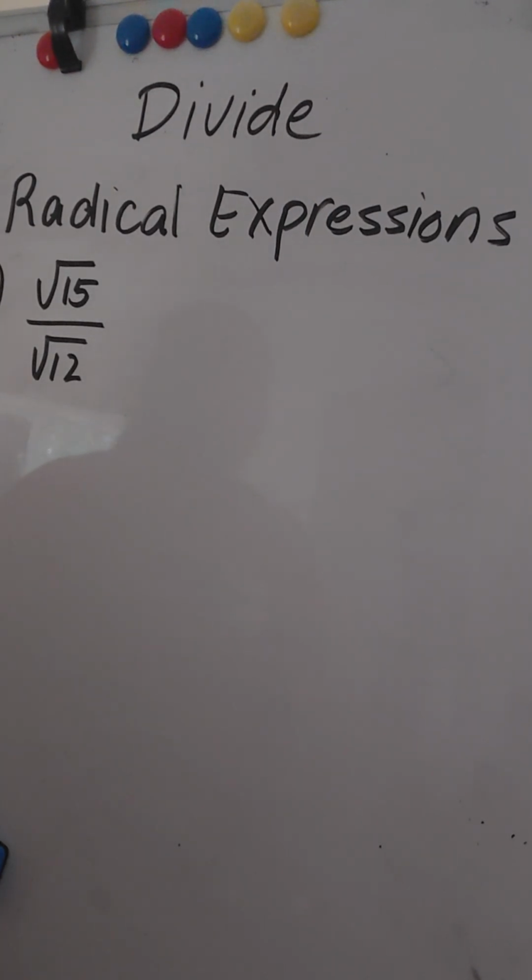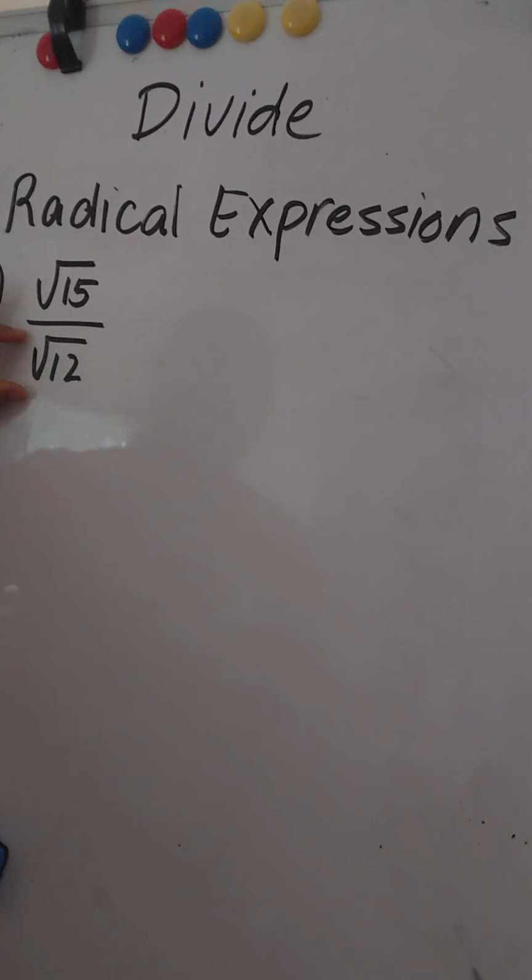Let's proceed to number 2. We have square root of 15 over square root of 12. Okay? 12 is not a perfect square, so basically, it is irrational. Now, let's take a look at the numerator, square root of 15. We will try to find if one of the factors of 15 is a perfect square. Can we find one? No, there's none. So it will remain this way.